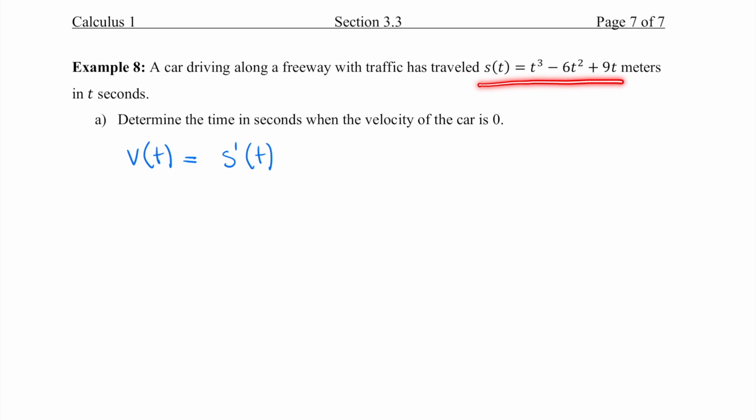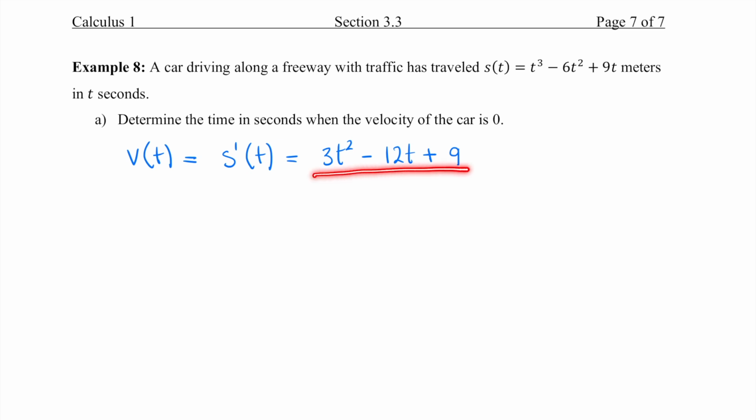Using the power rule, the derivative of t to the third power is 3t squared. The derivative of 6t squared is 12t. The derivative of 9t is 9. So the velocity function is 3t squared minus 12t plus 9.